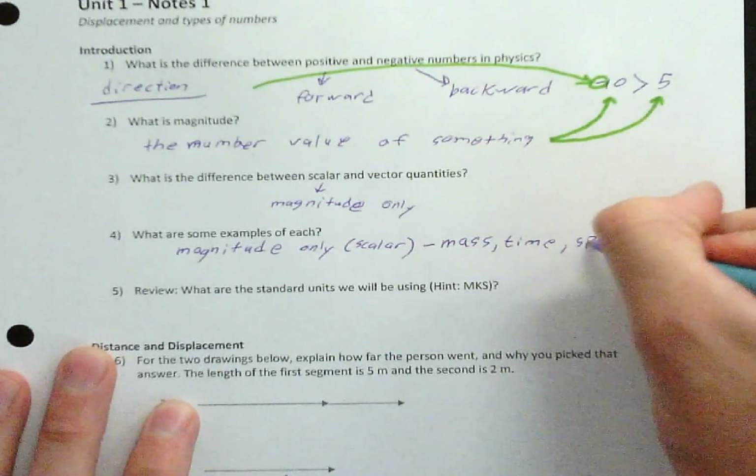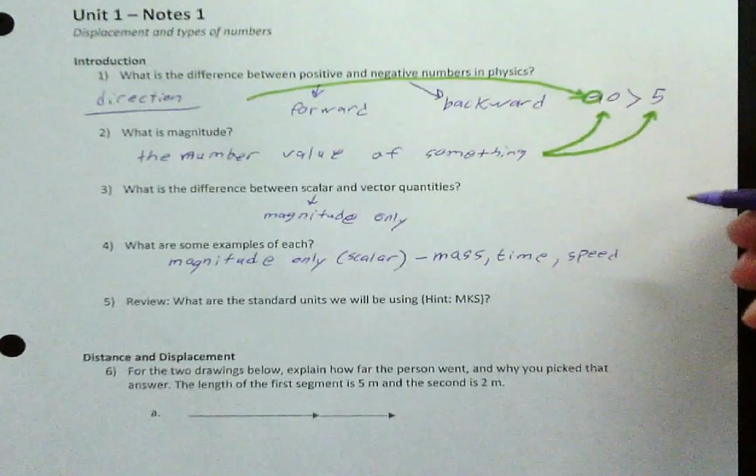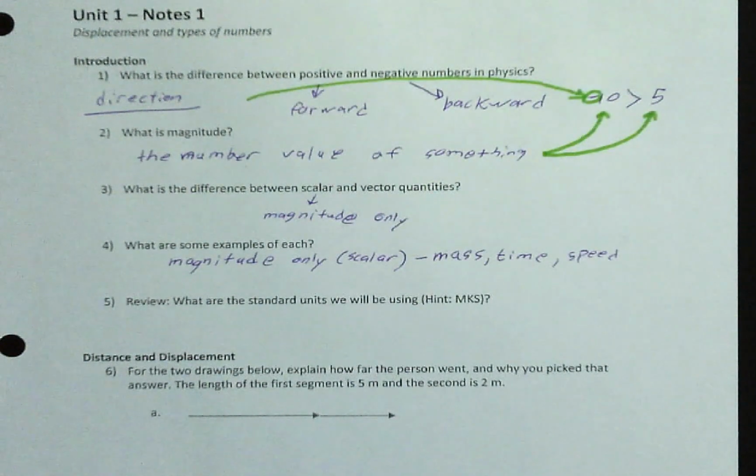Speed. Speed's an interesting one. If you look at the speedometer in your car, it just tells you how fast you're going. That's it. Doesn't tell you anything else. Just tells you how fast you're going. So that would be a scalar value. It's just the magnitude. It's nothing else.